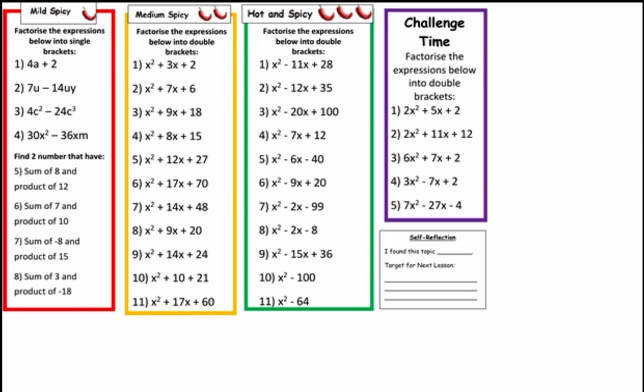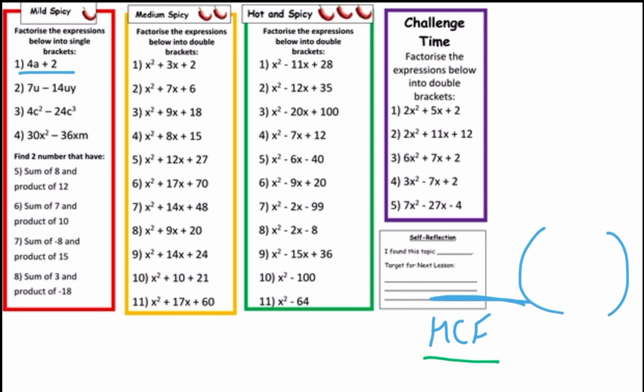Let's start with the mild spicy one over here. So I'm going to start with the first one here. So you got 4a plus 2. We don't have a square term, although we have a plus 2, which is a number term. So it's a single bracket question. We're going to have a line out here, and this is what the highest common factor is. I call it common, but we have to look for the highest number.